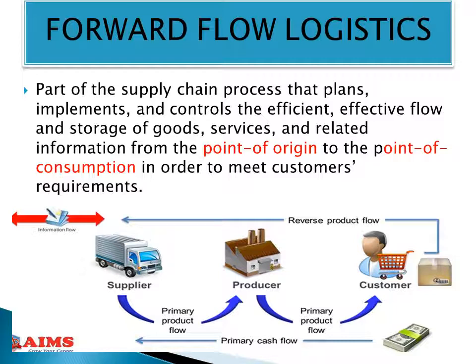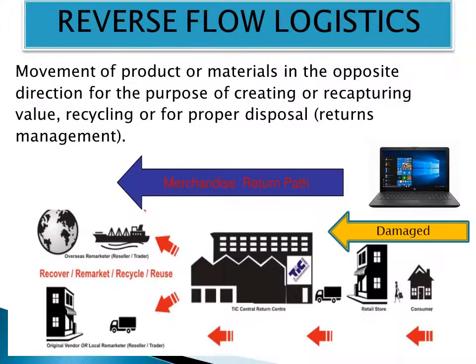So forward flow and reverse flow are two main components that are involved in the logistics process. Right? So as I said, forward flow, that involves getting the goods from the point of origin to the point of consumption, which is the consumer point. And reverse flow is where the goods move backwards, from the consumer to the earlier points of origin. So damaged goods, let's say you bought a computer from a retailer, that is now going to be sent back.